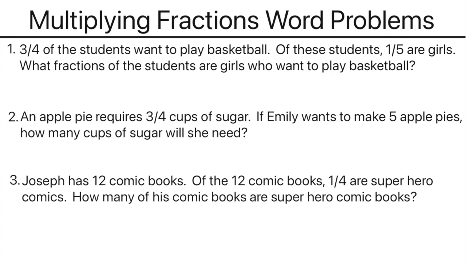So what we have here is a fraction of a fraction problem. And whenever we see the word of in the word problem, we use multiplication. So what we are looking at is 3/4 of the students who want to play basketball. So visually, we can see 3/4 of the students who want to play basketball.